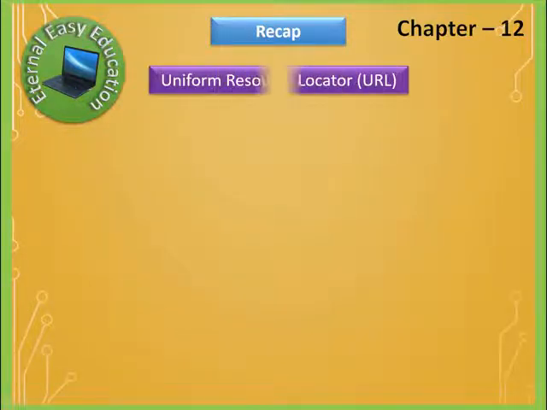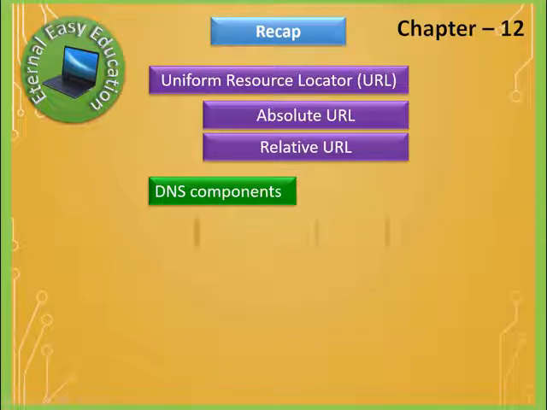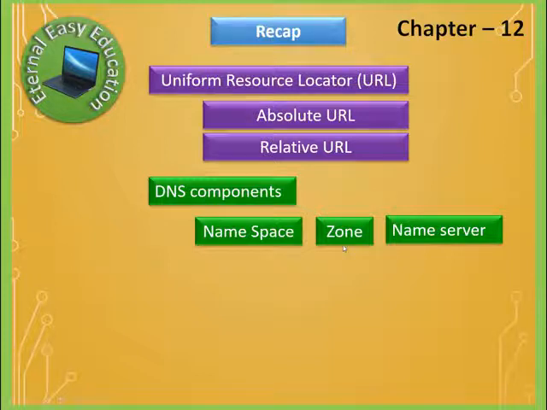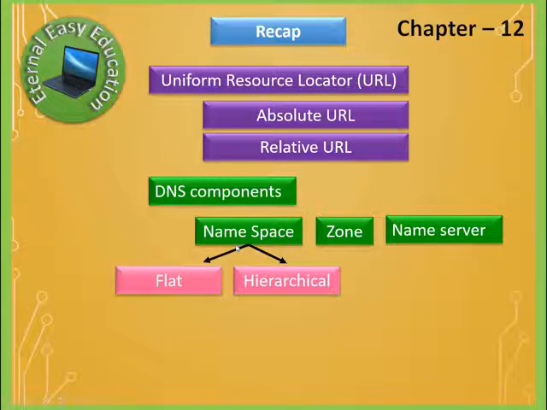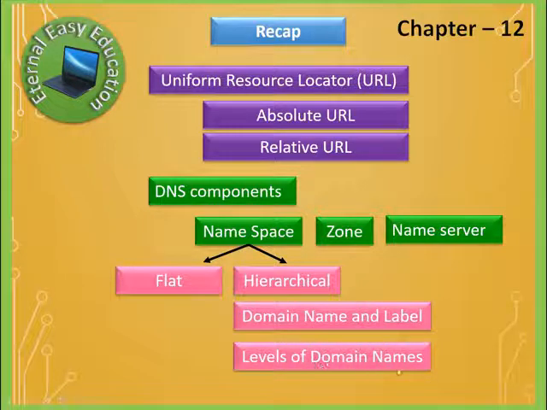Let's have a recap. We learned what a Uniform Resource Locator, URL, is. The types are absolute and relative. Absolute means complete address, relative means partial address. Then we learned the DNS components. What are the 3 components? Namespace, zone, and name server. In the namespace, there are 2 things. One is flat name, another one is hierarchical. Flat name is a name without a structure, but it is difficult to maintain. Hierarchical means it has a structure. Then based on that, we frame the domain name and label. Then we know the levels of domain names: top level, second level, and subdomain names.